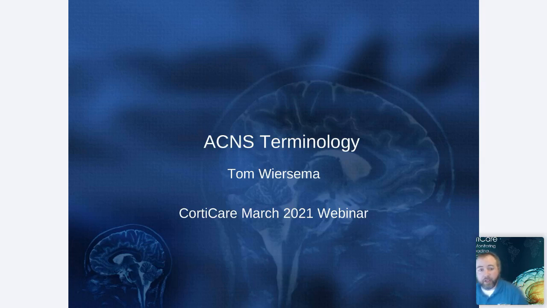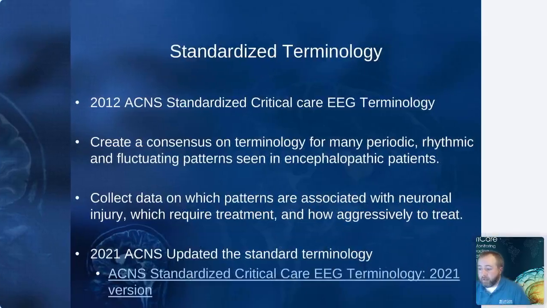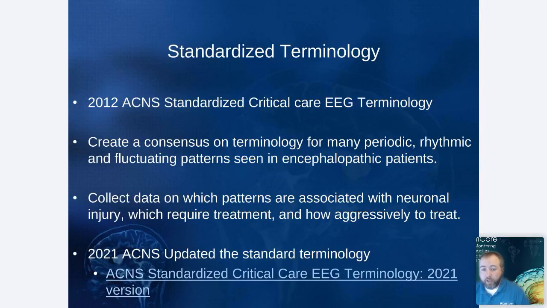So, ACNS terminology. For starters, back in 2012, the American Clinical Neurophysiology Society standardized critical care EEG terminology. They decided to do this because depending on where you learned EEG, you probably describe EEG a little bit different from other people. Before 2012, there were no guidelines as to how to describe it. Everybody had their own system, which made communicating to each other very difficult.